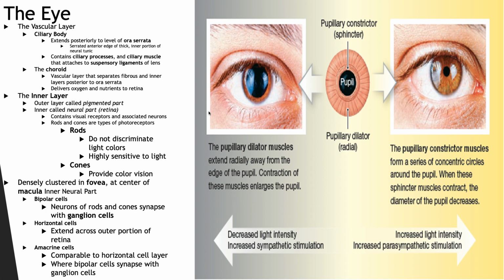The inner layer, or the retina, is the innermost layer of the eye. It consists of a thin outer layer called the pigmented part and a thick inner layer called the neural part. The pigmented part of the retina absorbs light that passes through the neural part, preventing light from bouncing back through the neural part and producing visual echoes.